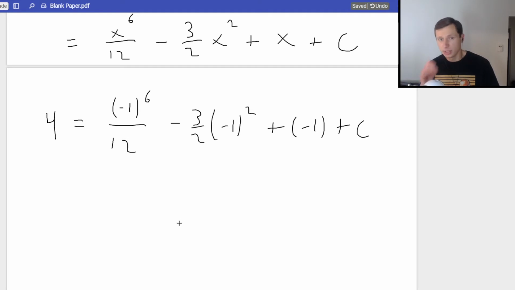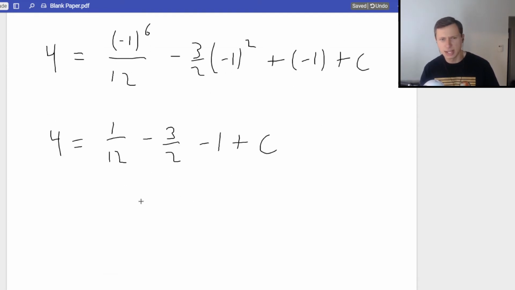This is not going to be friendly numbers. I don't know why I did this problem, but it's not that bad. Negative 1 to the 6th is now positive 1/12 minus 3/2 times negative 1 squared would just be 3/2 times positive 1 now, so it's still minus 3/2. Then minus 1 plus c.